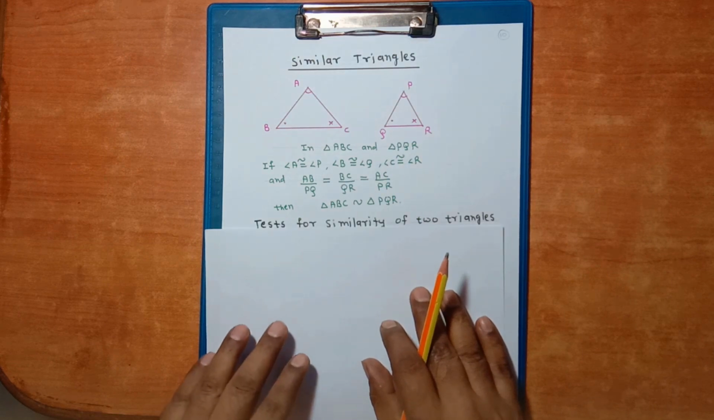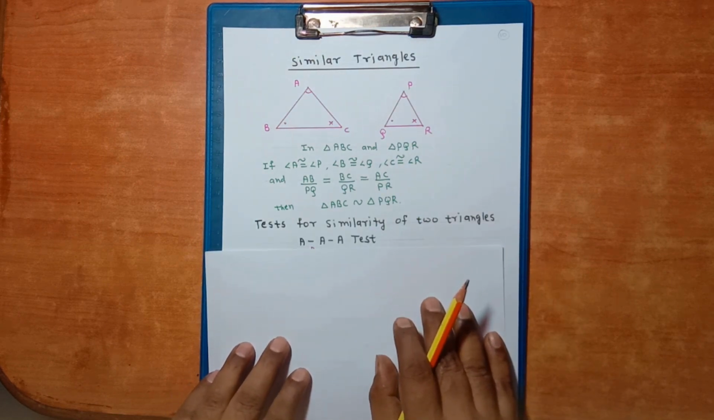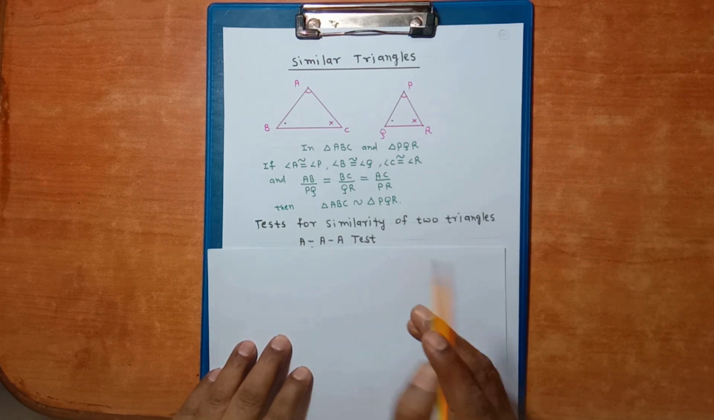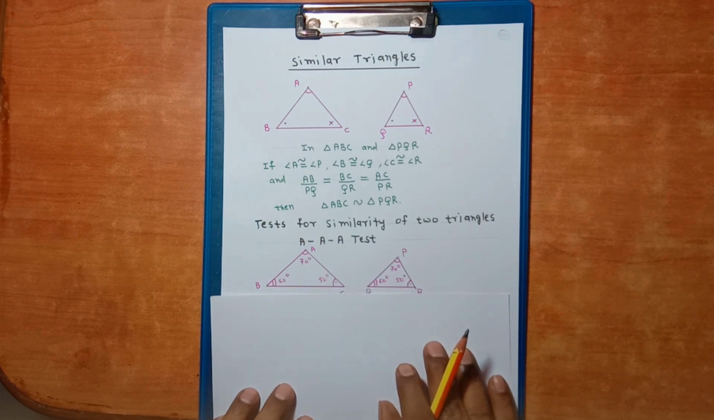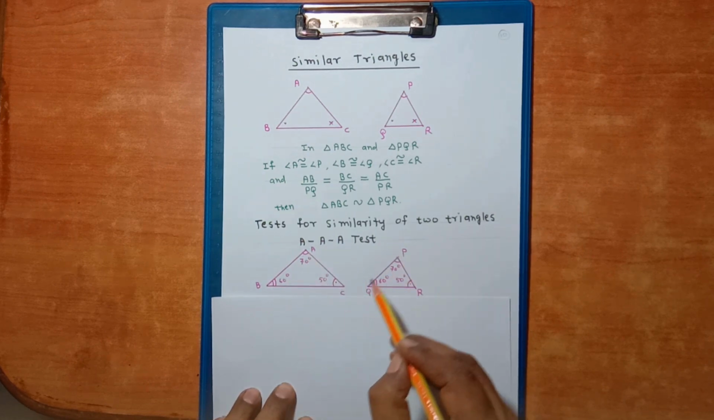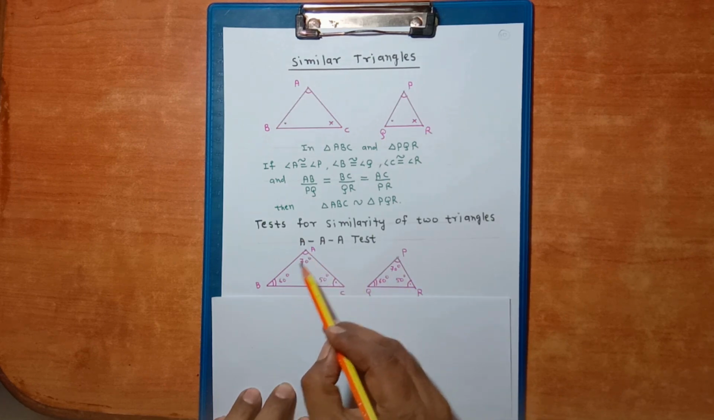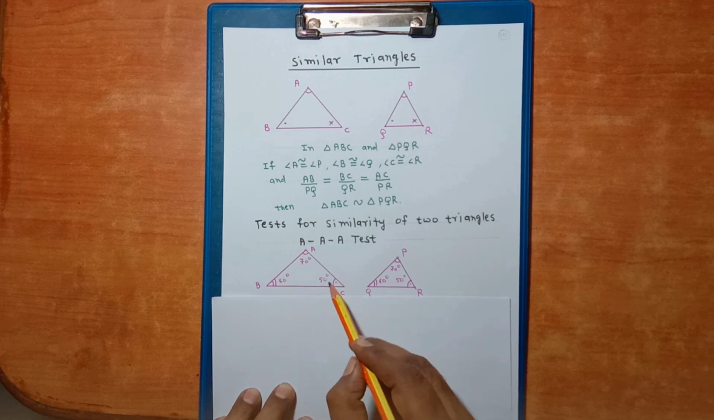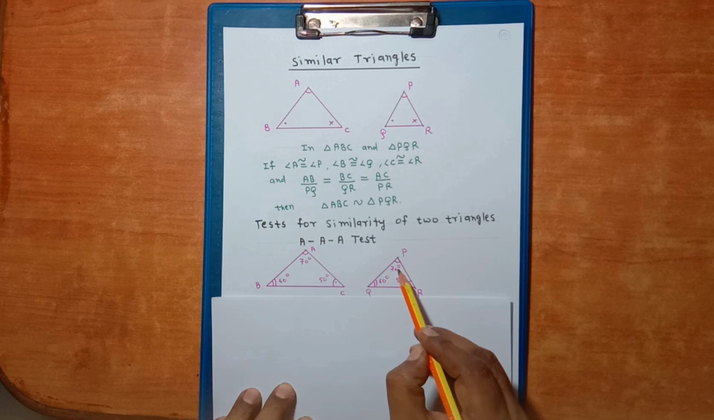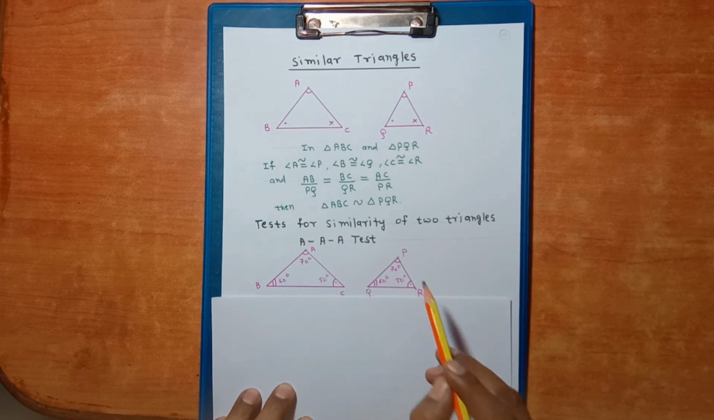Now let us study test for similarity of two triangles. The first test is AAA test, means angle test. Now two triangles are drawn, triangle ABC and triangle PQR. In triangle ABC, measure of angle A is 70, angle B is 60 and measure of angle C is 50. In triangle PQR, measure of angle P is 70, measure of angle Q is 60, measure of angle R is 50.